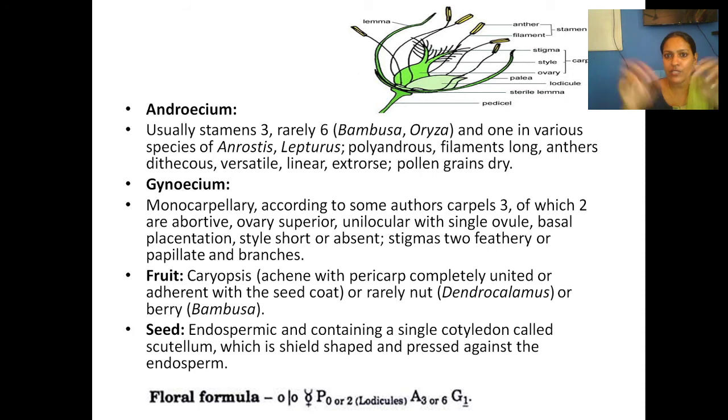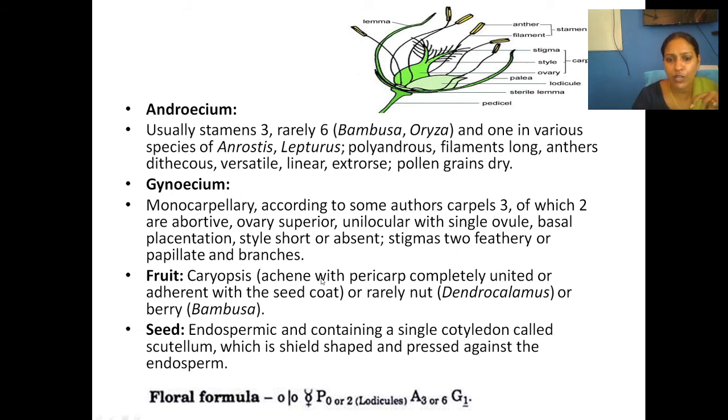Okay, and the stigma, see the stigmatic surface is a lot of feather, you could see, feather like. The fruit is caryopsis. Caryopsis means what? Achene with the pericarp completely united to the seed coat. It has been attached. You cannot separate it. It is very much attached. Nut is in Dendrocalamus and berry in bamboos. What about the seed? Seed is endospermic, only single cotyledon, no? And you are saying it as scutellum, and there is an aleurone layer. Hope you remember the monocot embryo. It is very interesting aleurone layer. Amyloplasts are present. Hope you remember all this.